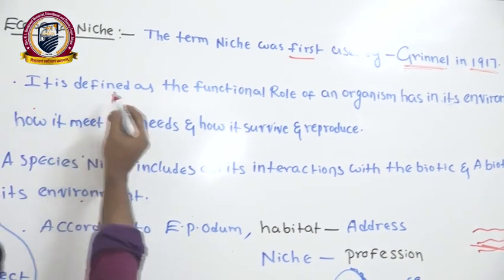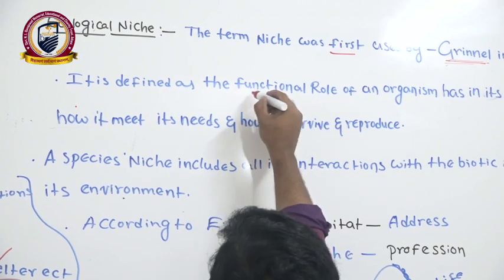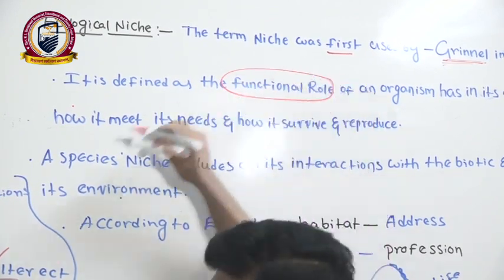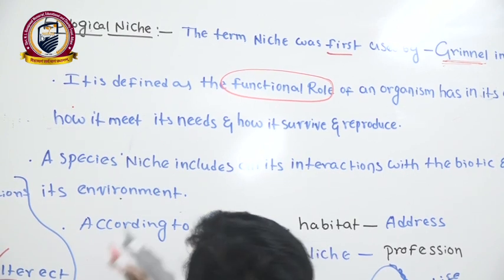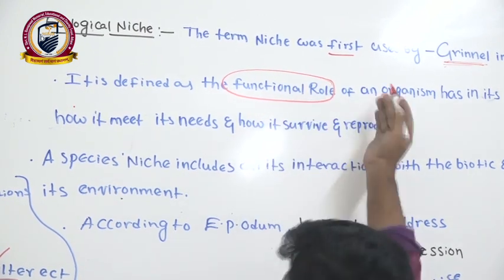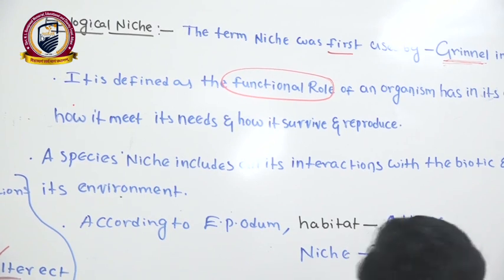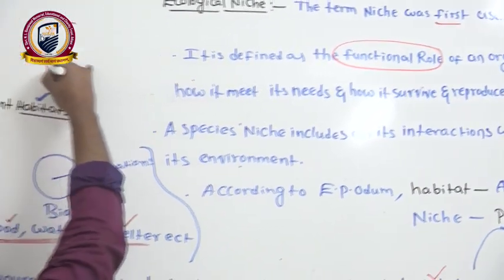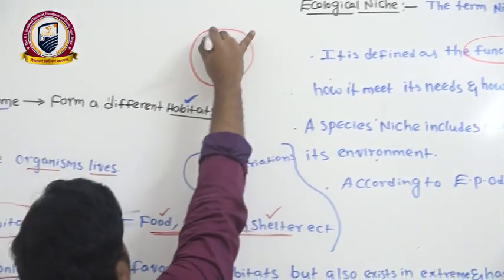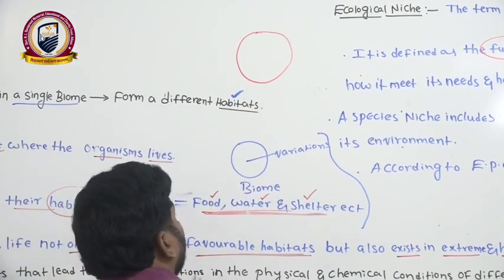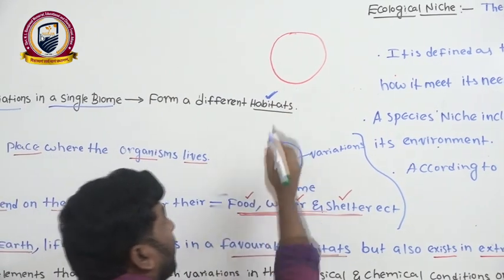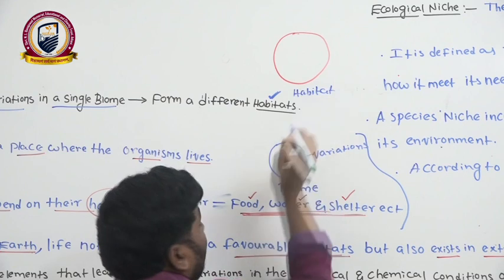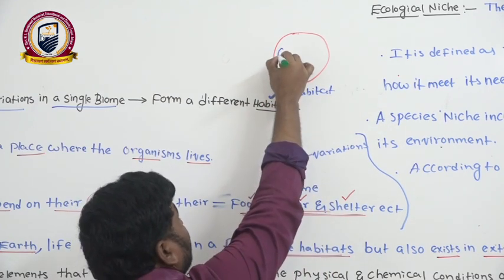It is defined as the functional role of an organism. Functional role of an organism means, for suppose, if you take this is one area. In this area, or else if you take this is a habitat, one habitat, in this habitat we have seen niche.